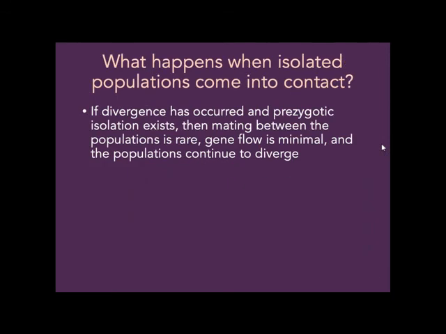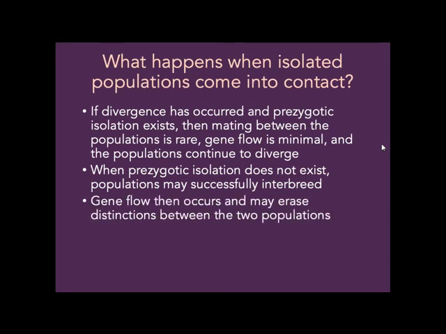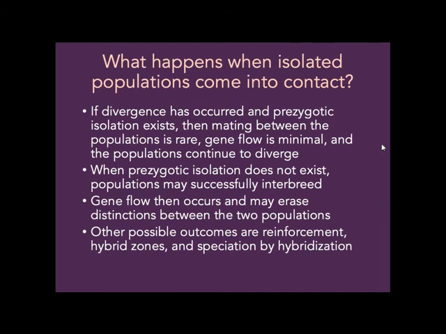All right, then finally, what happens if you have two isolated populations that come into contact with each other after they've been isolated for a while? If divergence has happened and there is some kind of prezygotic isolation, then you're not going to get very much mating between the populations, and so you're not going to get much gene flow, and the populations will stay separate from one another. But when prezygotic isolation does not exist, then sometimes you get the populations successfully interbreeding. And then you get gene flow between the two populations, and the populations may merge back together into a single megapopulation. But there are some other outcomes that I'm going to talk about.